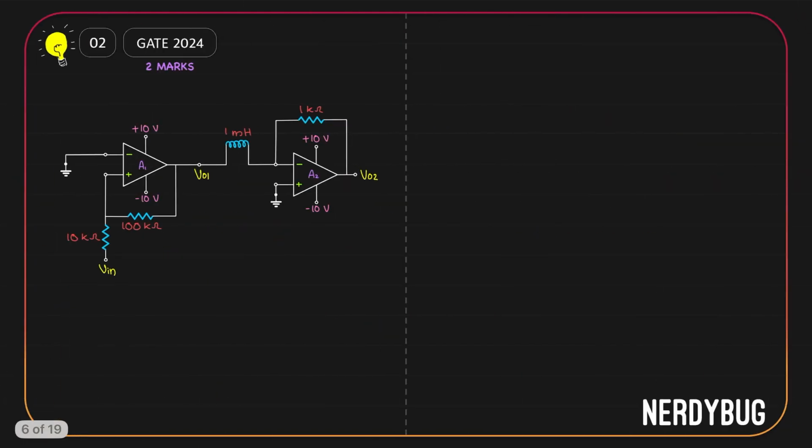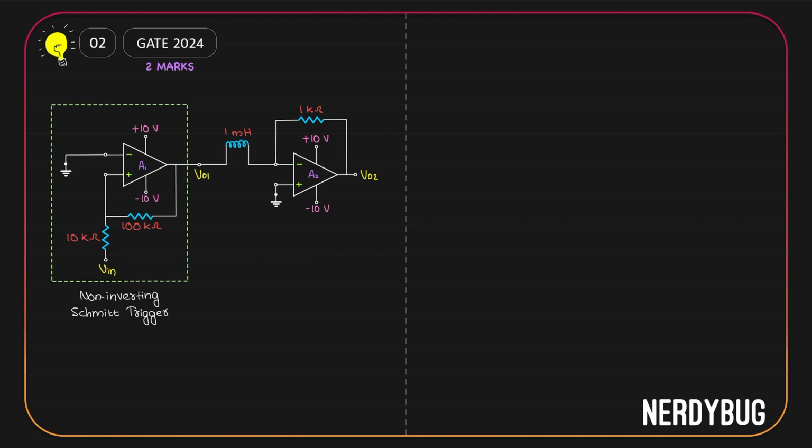Let us figure this out. We can divide this circuit basically into two parts. The first part, which we have over here, is identifiable. It is a Schmidt trigger. Since the input is given at the non-inverting terminal, we can say it is a non-inverting Schmidt trigger. Now, what we have over here is an integrator. If instead of the inductor we had a capacitor, it would be a differentiator.